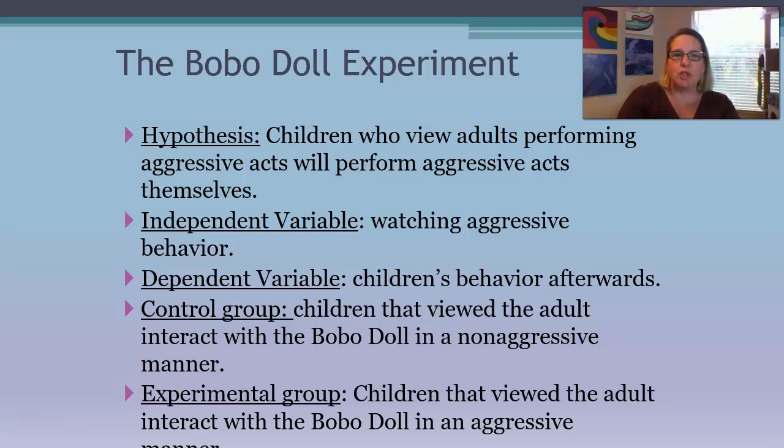Hypothesis: children who view adults performing aggressive acts will perform aggressive acts themselves. The independent variable was watching aggressive behavior. Dependent variable was the children's behavior. Control group: children that viewed the adult interact with the Bobo doll in a non-aggressive manner. And then the experimental group were the children that viewed the adult interact with the Bobo doll in an aggressive manner.